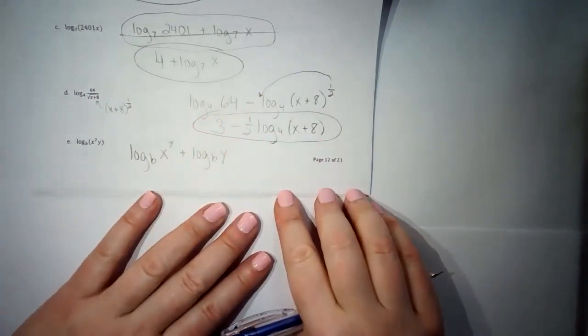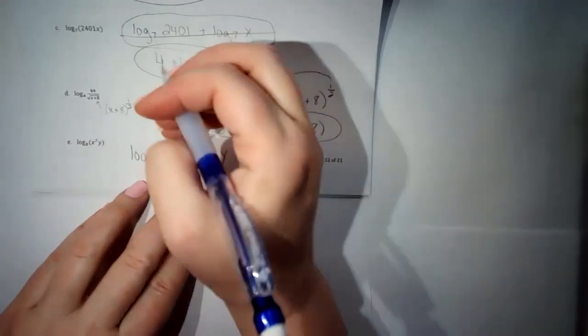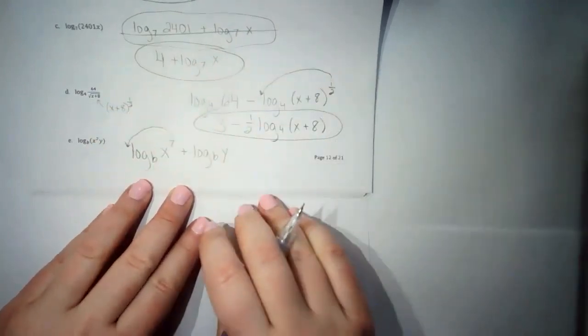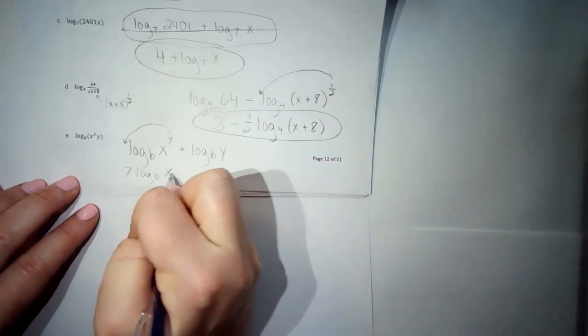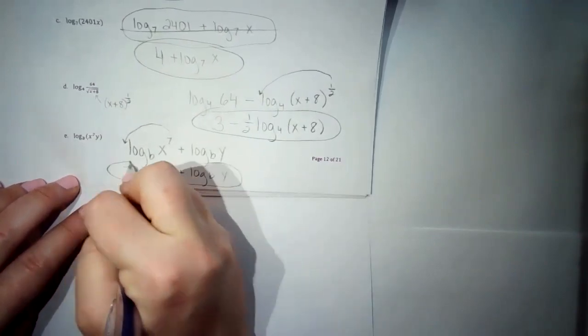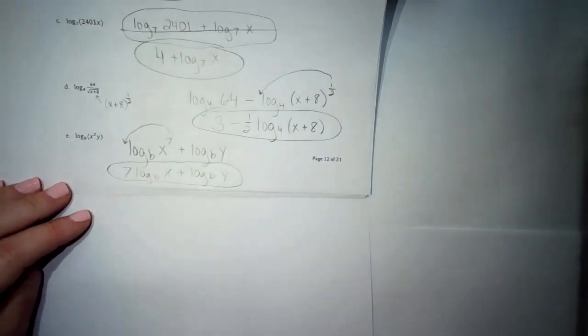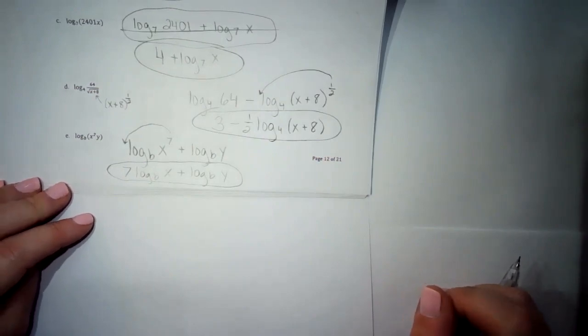Is everybody okay with that so far? And that's just because I had 2 items here multiplied. Okay. And now I'm going to move the 7 to the front. So I'm going to end up with 7 log base b of x plus log base b of y. That's my final answer. Your direction said to expand, so all you had to do was make it as big as possible. Okay. Sound good?